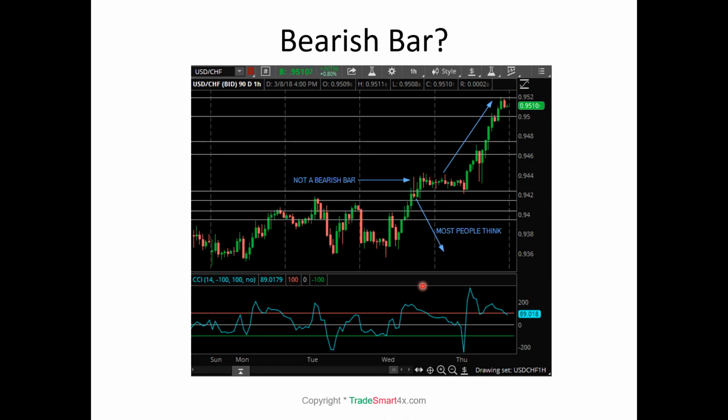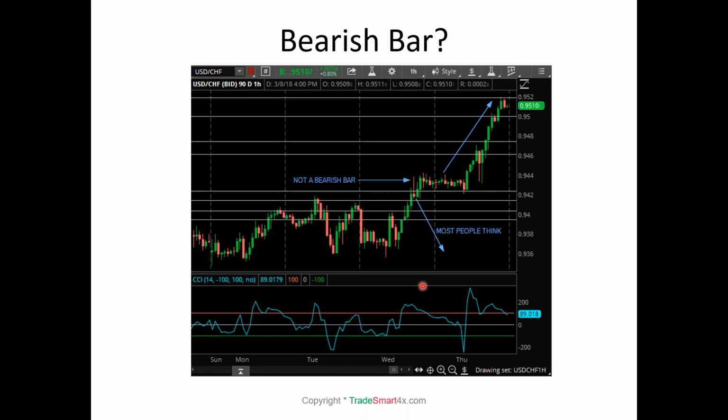From a pivot perspective, we're moving in upward pivots, higher highs, higher lows, okay? Higher lows and higher highs in this case. And from a price direction perspective, we're moving to the upside. So there's no reason at all. All three approaches to reading the market say going higher.